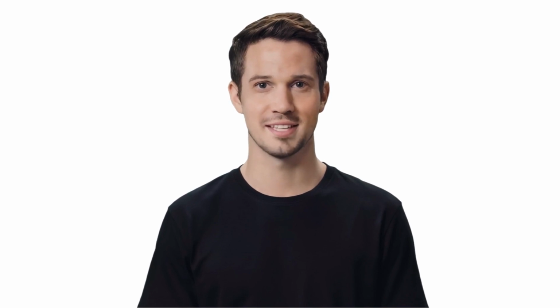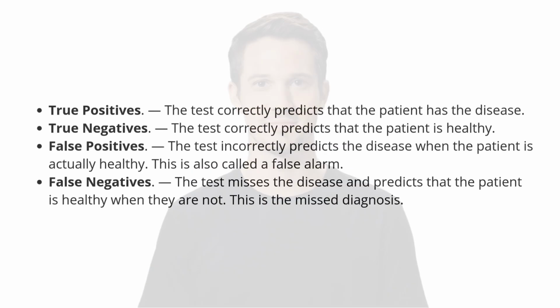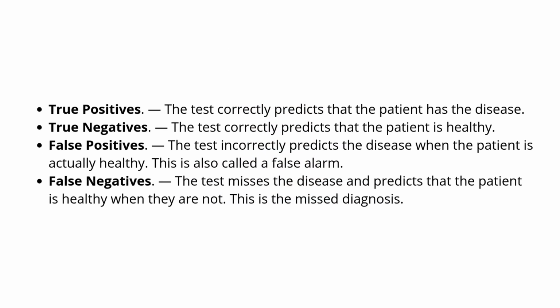Imagine we have a test that predicts whether a patient has a disease. Every test result falls into one of four categories: true positives. The test correctly predicts that the patient has the disease. True negatives. The test correctly predicts that the patient is healthy.